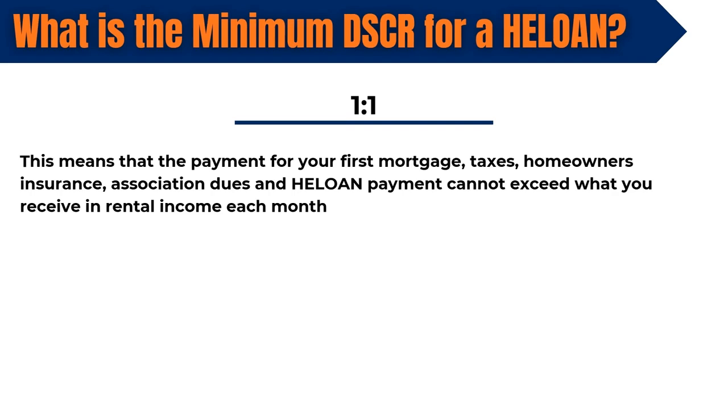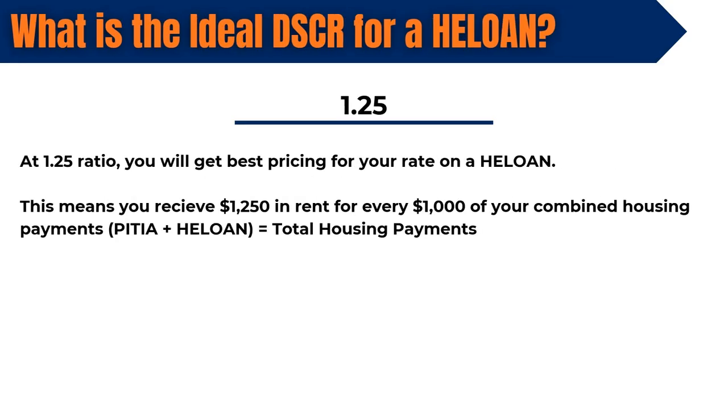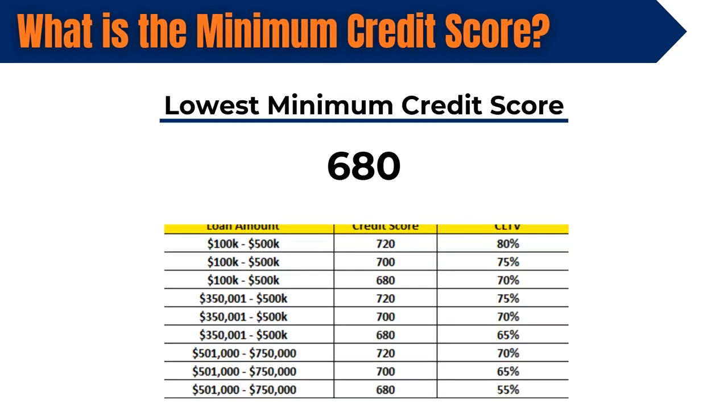The minimum DSCR for a HELOAN is 1-to-1. This means that the payment for your first mortgage, taxes, homeowner insurance, association dues, and the HELOAN payment cannot exceed what you receive in rental income each month. Now, the ideal ratio will be 1.25 plus. So 1.25 means that you receive $1,250 in rent for every $1,000 of your combined housing payments.